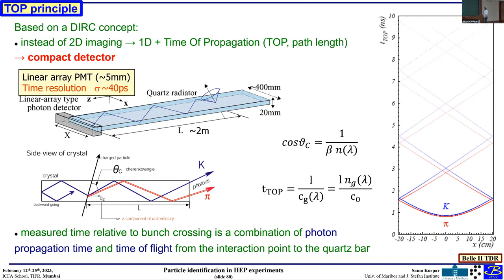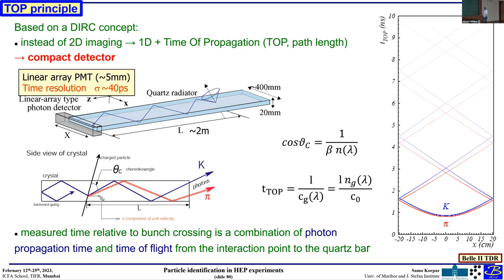So this is the time of propagation counter. At Belle, when we went to the upgrade, we removed the ACC also in the barrel part. And then there is very little space. We cannot put an expansion volume out because there are other detectors. So the detector needs to be in this space, and we cannot really do good imaging.